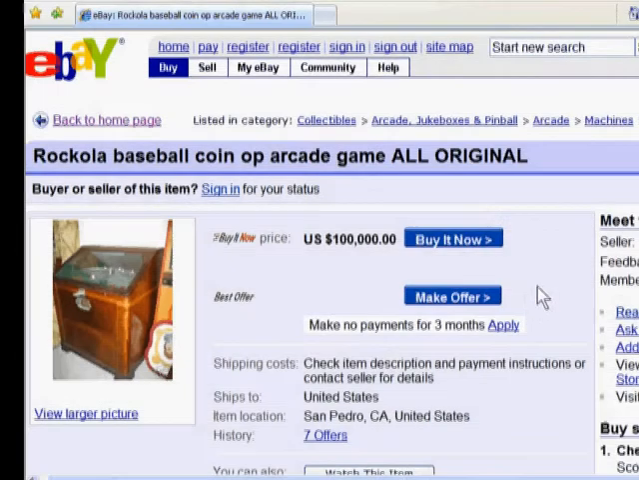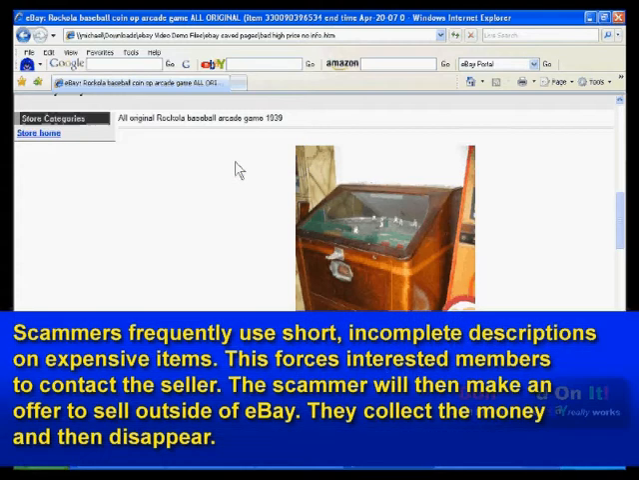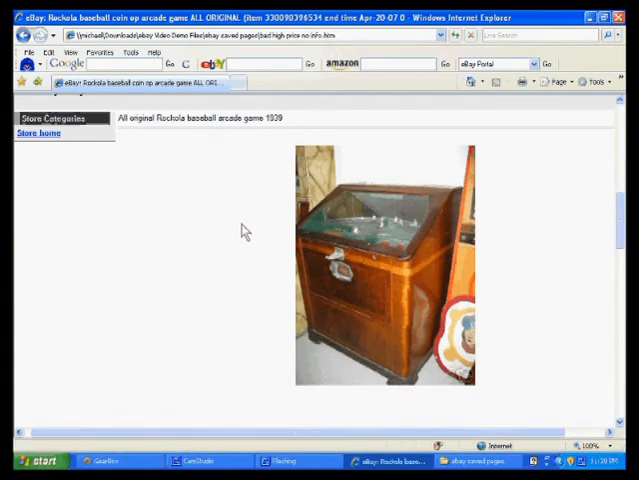Here's an example of a bad auction. The seller's posted a very rare game. He's listed the price at $100,000. The actual value is nowhere near this price. As we scroll down, we see that there's no description. All he says is, "All original Rockola baseball arcade game 1939." He does not say if it's complete, or if it works, or give any additional information about its condition. The condition's critical in determining the value. He also only shows one photograph, and there are no detailed shots and no close-ups of the actual figures or the condition of the machine.